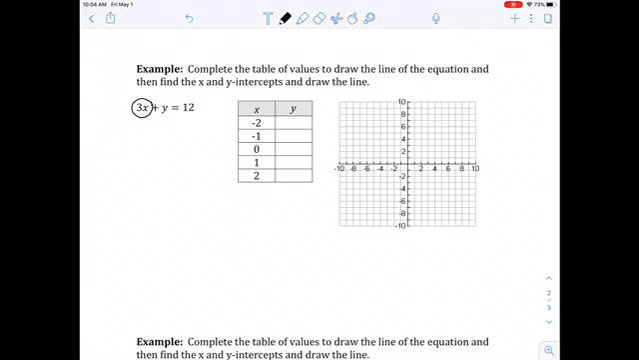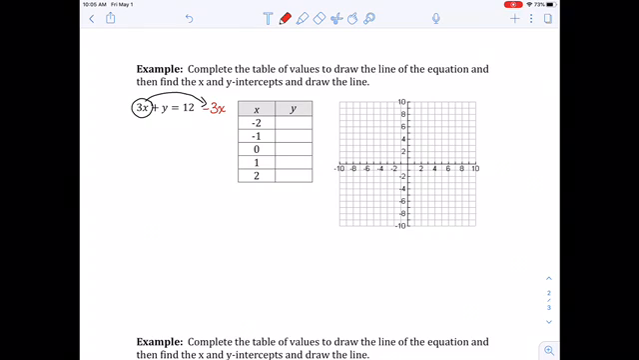I'm going to first of all move over my 3x because I want to isolate y. So when I do that, the 3x becomes minus 3x, right? When we move something over the equal sign, the sign changes. If that would have been a negative 3x, it would have become positive.